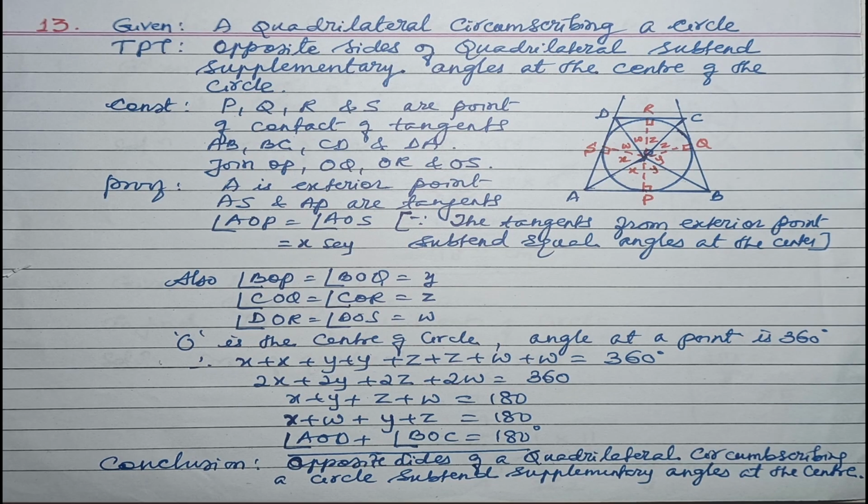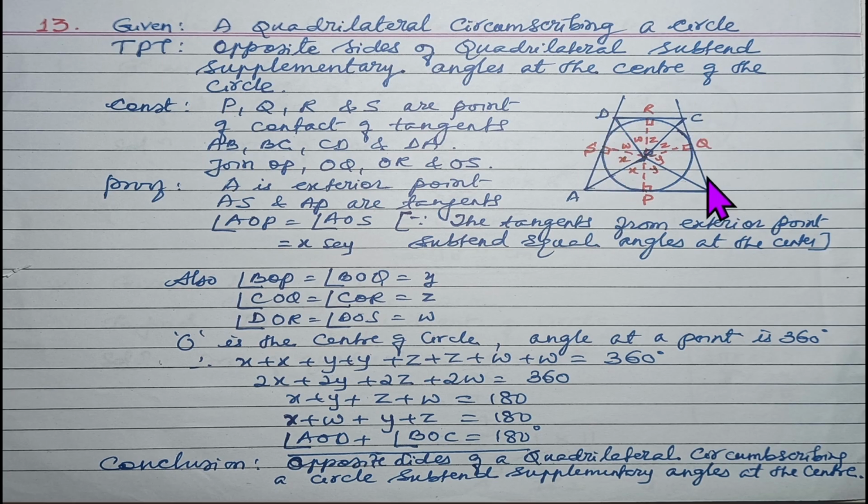Okay, now coming to the next example, we are given a quadrilateral circumscribing a circle. So a quadrilateral ABCD is given, which is circumscribing the circle with center O. We have to prove that the opposite sides of the quadrilateral subtend supplementary angles at the center of the circle. Let us take the opposite sides, I can take AD and BC.